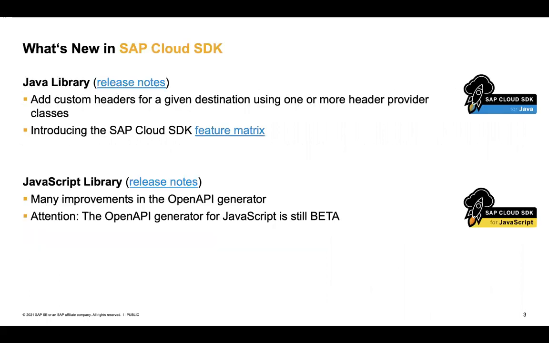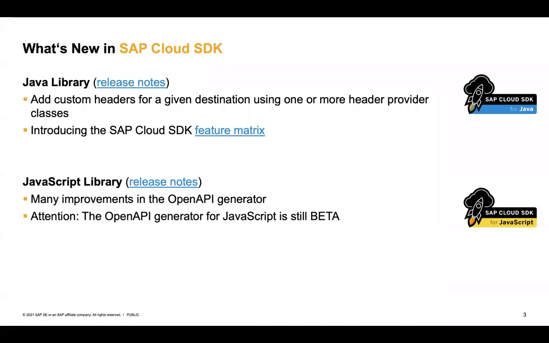First of all, let me give you a brief overview of what happened in the last weeks and what keeps happening in the SAP Cloud SDK universe. As usual, we have our two components, our Java library and JavaScript library. And on the Java side, we are doing some more improvements. One of the important highlights from the last versions is that now we are able to define custom headers when connecting to destinations, and this is realized using the so-called header provider classes.